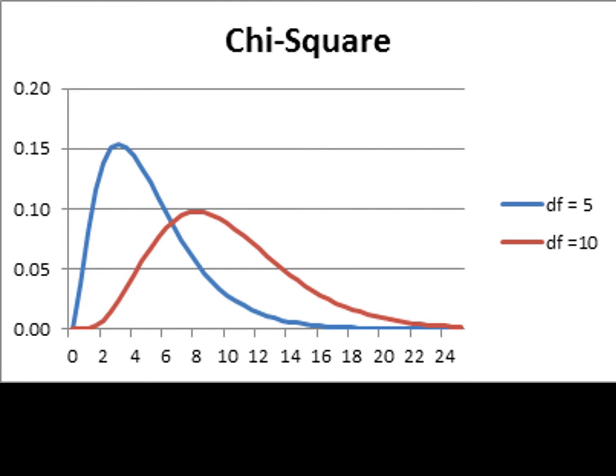So here you can see a chi-square with different degrees of freedom. It actually has a different shape or a different bell curve distribution. So the skewness and the kurtosis of the chi-square is reduced as the number of cases is increased.